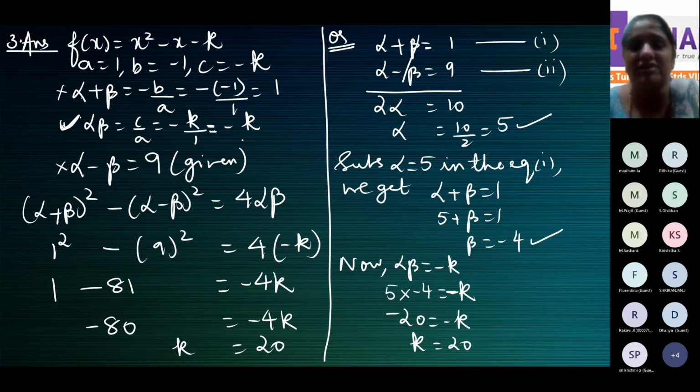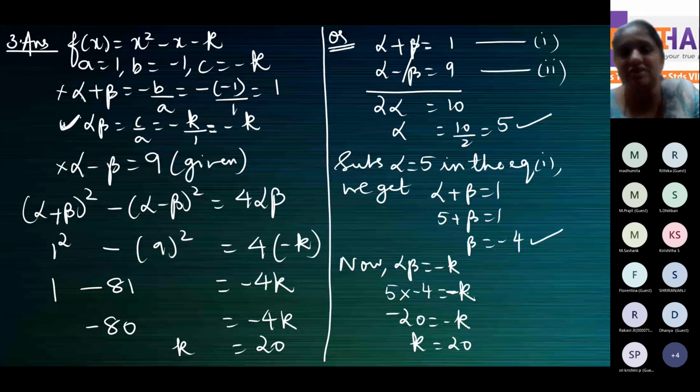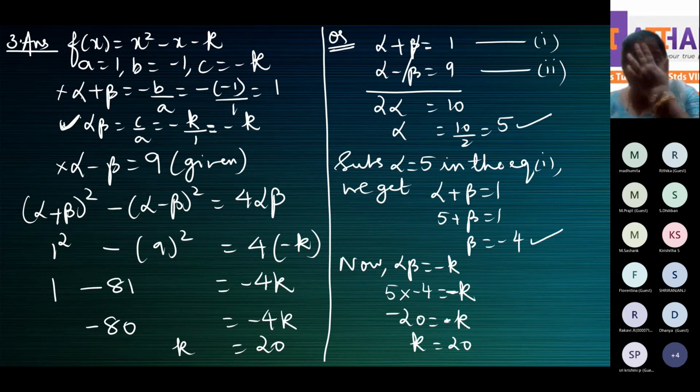Alpha beta is equal to minus k. So using that, you can find the value of k. Alpha beta is minus k. What is alpha? 5. What's beta? Minus 4. And that is minus k. So minus k is minus 20. Minus gets cancelled on both the sides. k is equal to 20.